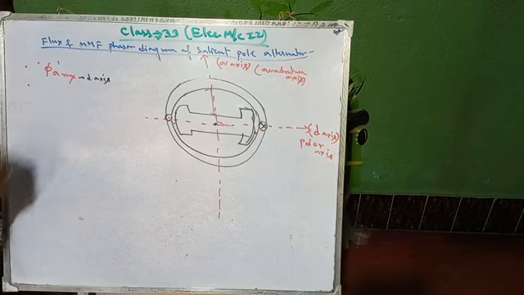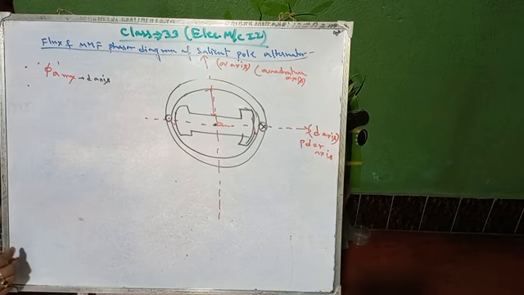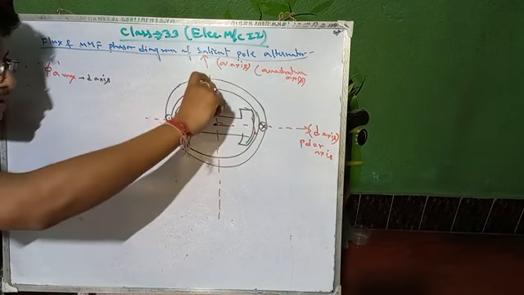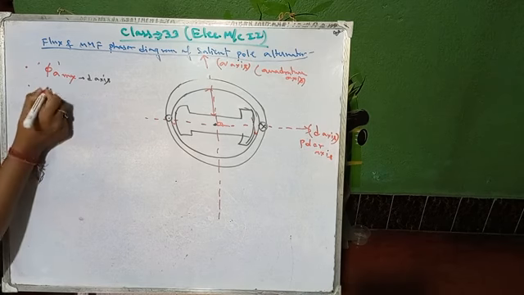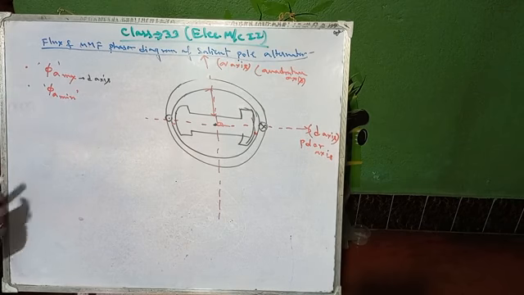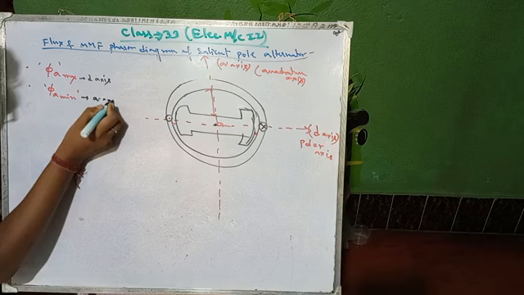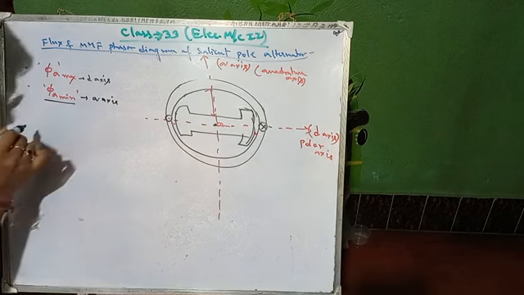Next point: on the other hand, the reluctance is maximum at the Q axis, so flux phi A will be minimum, equal to phi A min, on the Q axis. That is, reluctance is larger here, so flux will be minimum. Reluctance is smaller, so phi A will be maximum.